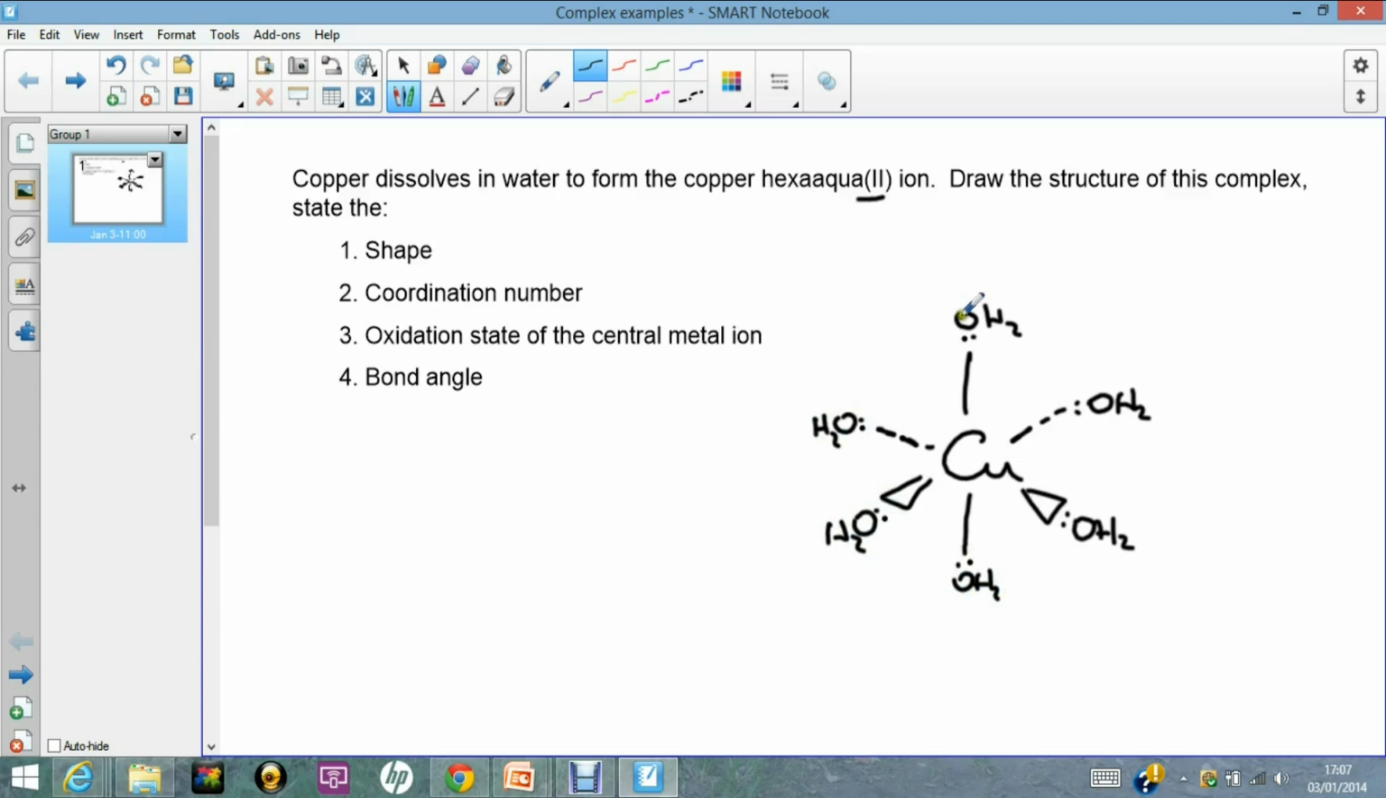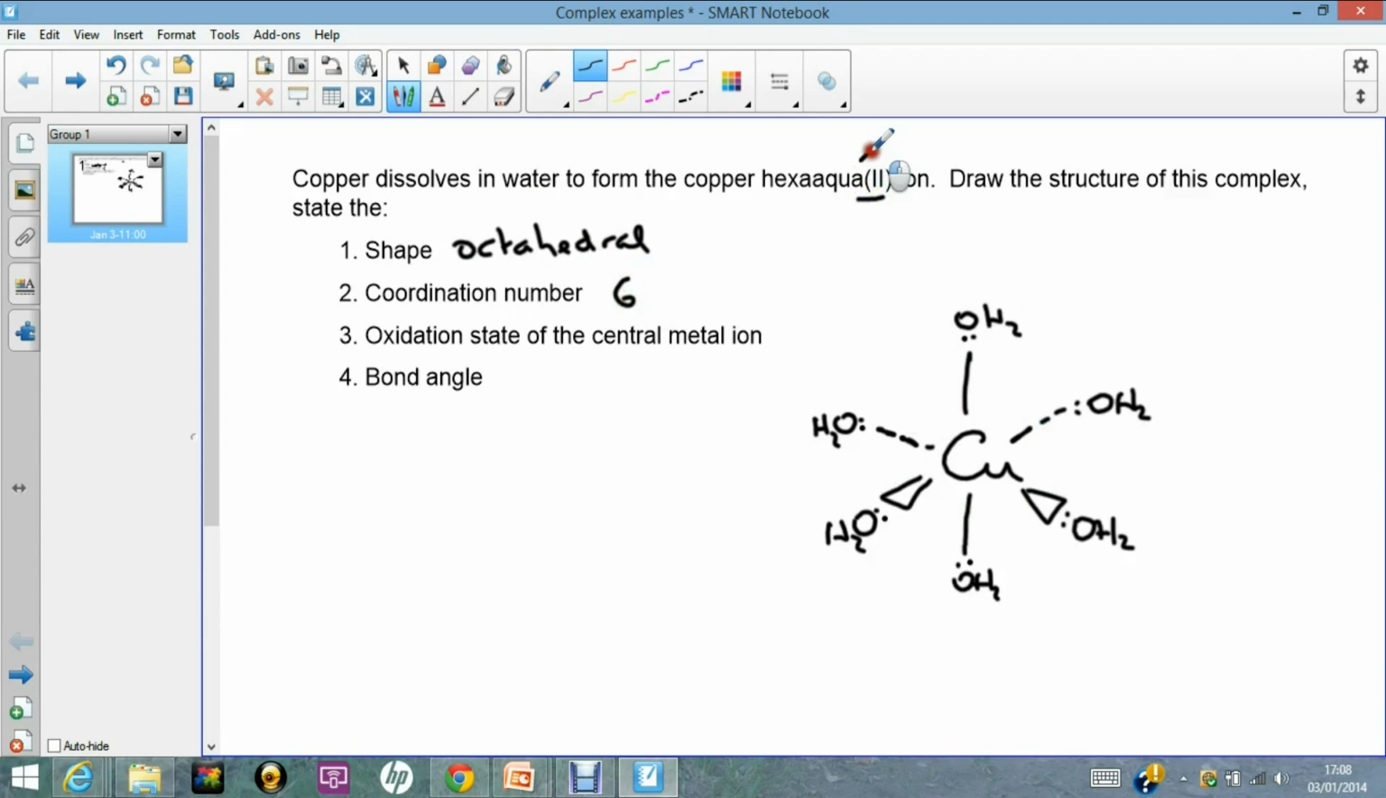Okay, so that's the shape that I should be drawing. The shape is octahedral. Around that central copper atom there are 6 coordinate bonds. So the coordination number is 6.